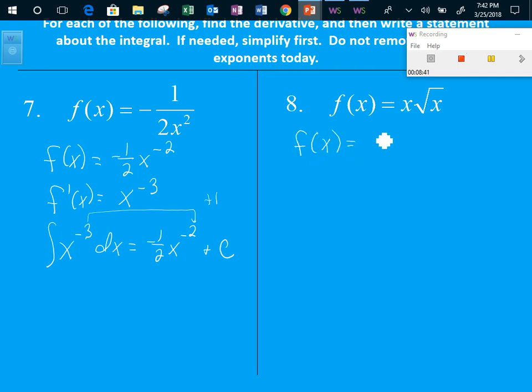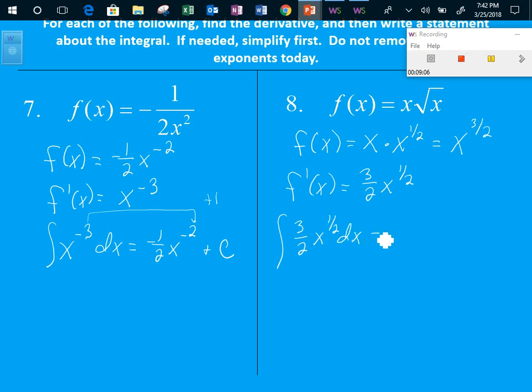Let's think of this as x times x to the 1/2, which is x to the 3/2. So we simplified first. Now let's go find the derivative, which becomes 3/2 x to the 1/2. Here's my true statement. The antiderivative of 3/2 x to the 1/2 dx is, notice that that 1/2 is a 3/2, and then notice the power out front, so we're just going to have nothing there, plus a c.